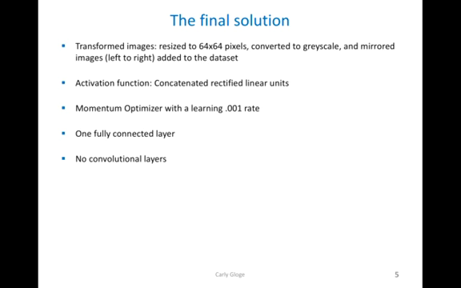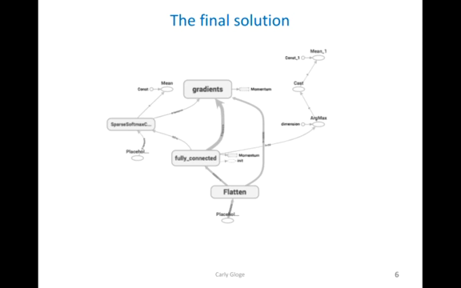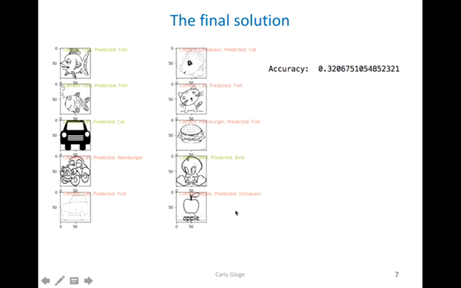In my final solution, these are some of the things that worked and that I kept. So I resized all my images down to 64 by 64 pixels. I converted them to grayscale and mirrored the images. Actually, I created duplicates of images in the training set, flipping them from left to right. I used concatenated rectified linear units for the activation function and the momentum optimizer with a 0.001 learning rate. I used one fully connected layer and no convolutional layers. And this is what that TensorBoard graph looks like for the architecture.